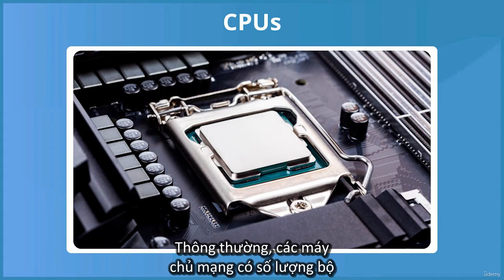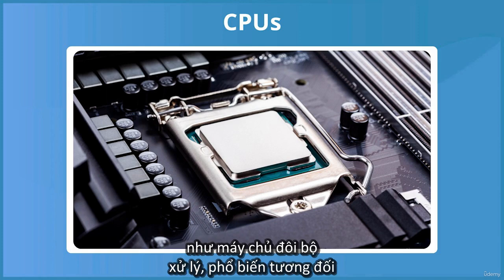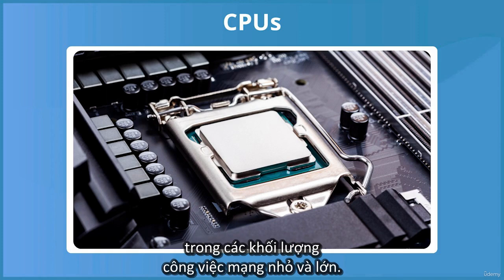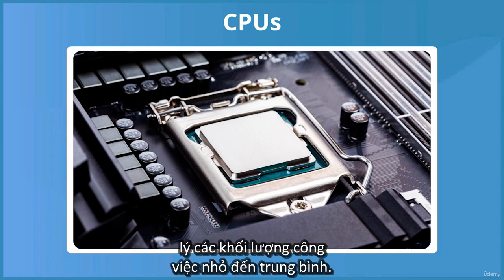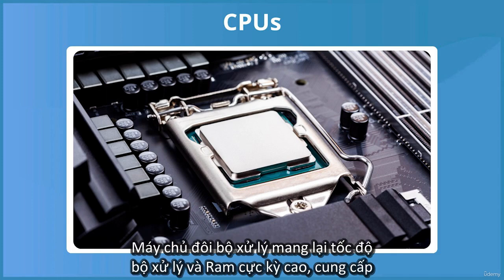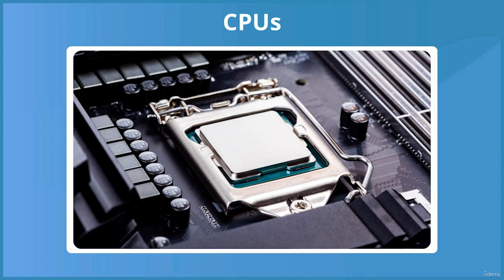Usually, network servers have different numbers of processors, and single processor servers and dual processor servers are relatively popular in small and large network workloads. Single processor servers are primarily used to address small to medium workloads. Dual processor servers get immense boosts in processor speed and RAM, providing better performance and stability for small and medium workloads.